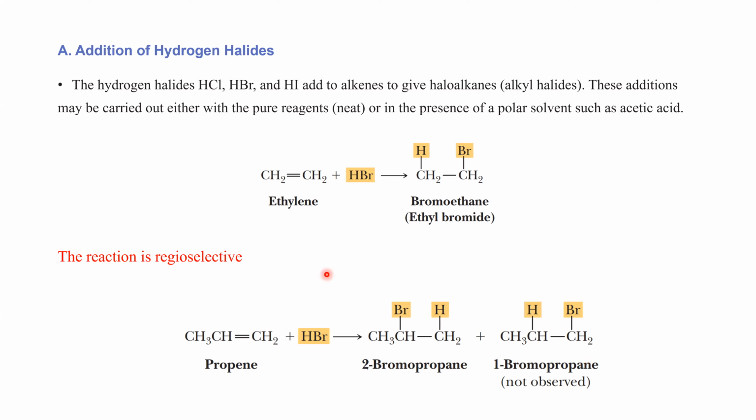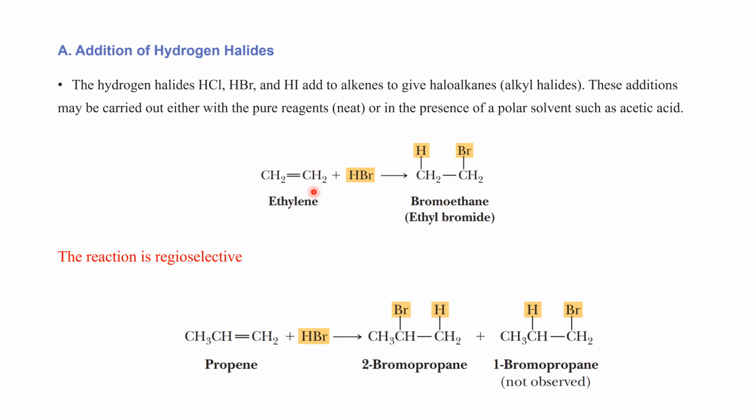So here the ethylene, this is the ethene, right? And this is combining with the HBr. And here you can see that this H is becoming the part of one carbon and the second carbon is getting the Br. So the product is bromoethane, ethyl bromide. That was the simplest and the basic alkene, right?